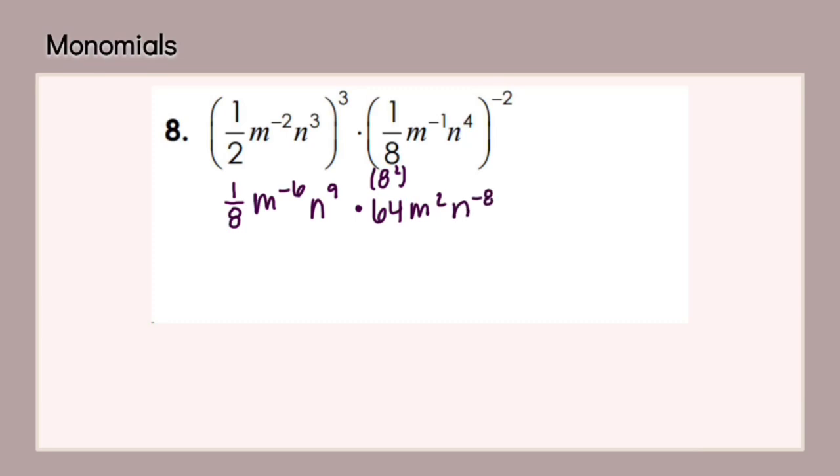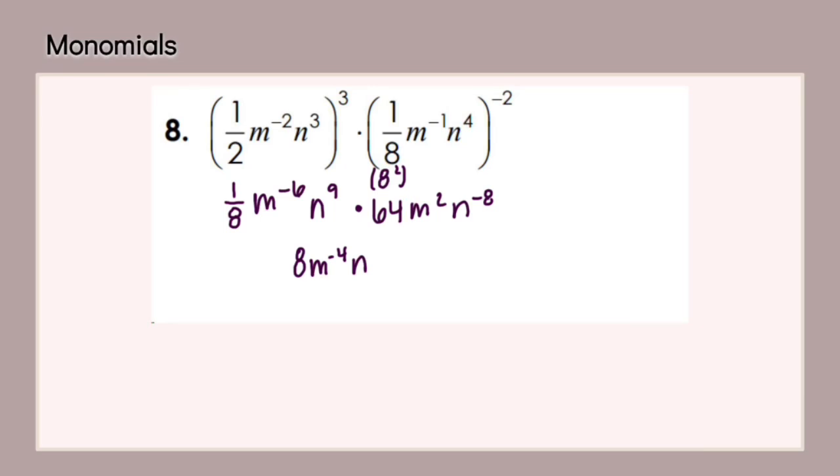All right, now I'm going to work on multiplying these two monomials together. 1/8 times 64 is 8. M to the negative 6 times m to the 2nd would be m to the negative 4th. N to the 9th times n to the negative 8 would be n to the 1st, because 9 minus 8 is 1.